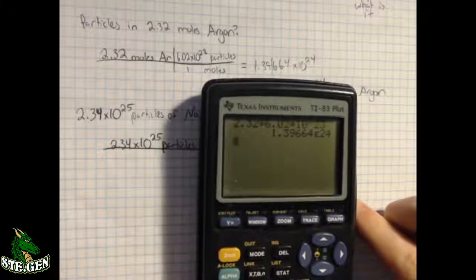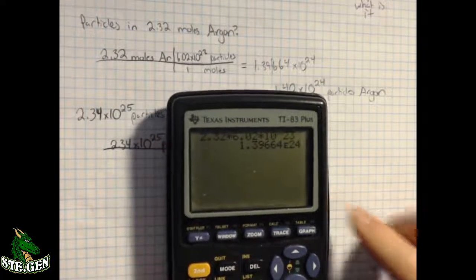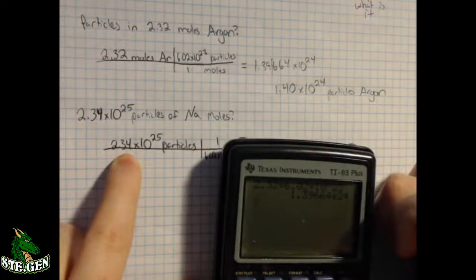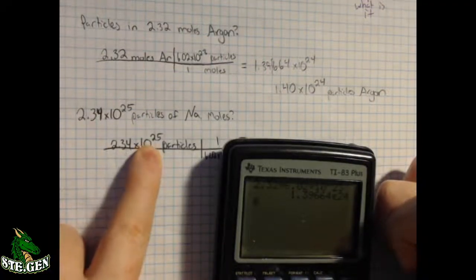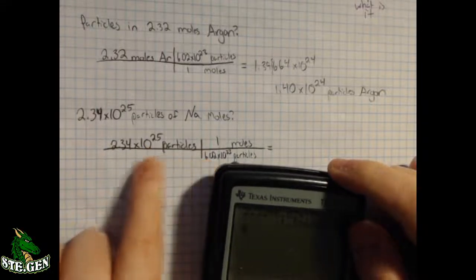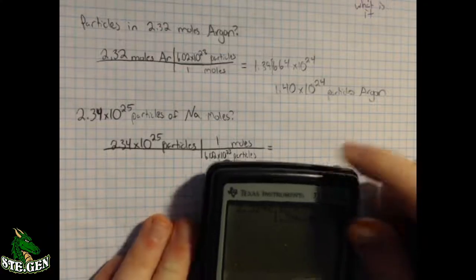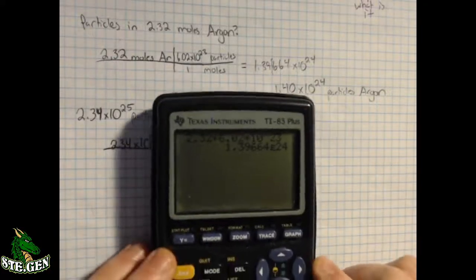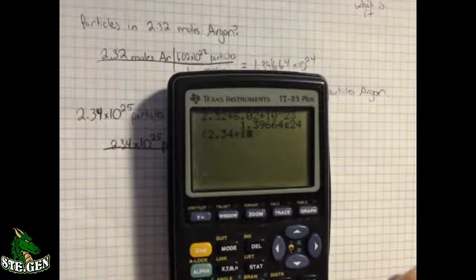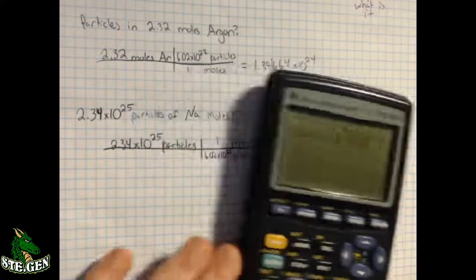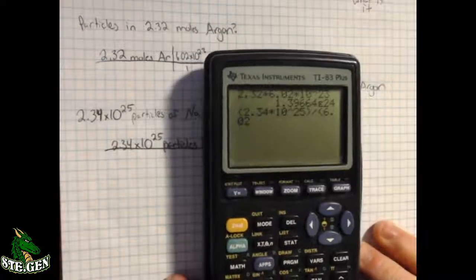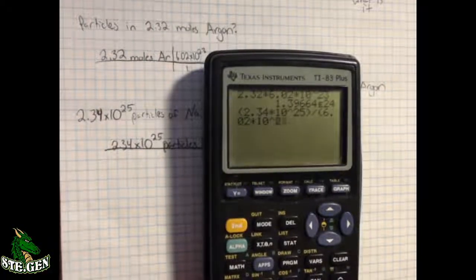This time you do definitely want to put your number in parentheses. Otherwise, if you do 2.34 times 10 up arrow to the 25th, and then you just keep going, it's then going to divide 25 by this and make that your exponent, so you would get a really, really tiny number. I'll show you what that looks like in a second, though. So we're going to do 2.34 times 10 to the 25th, close my parentheses, divided by parentheses 6.02 times 10 to the 23rd.